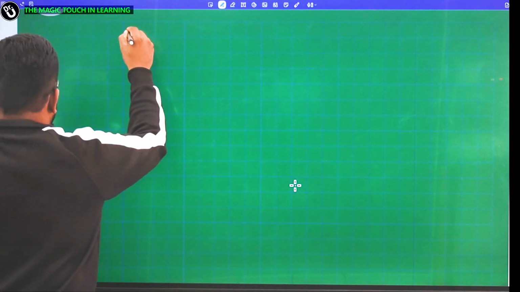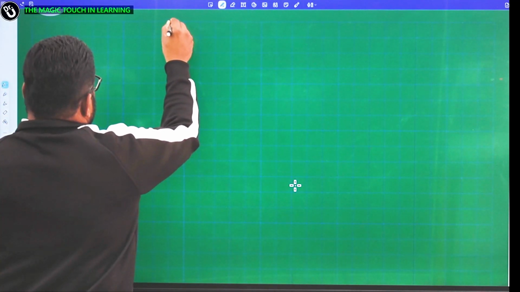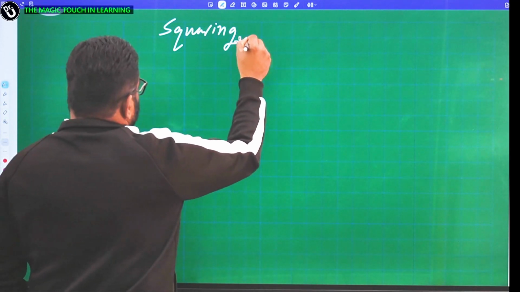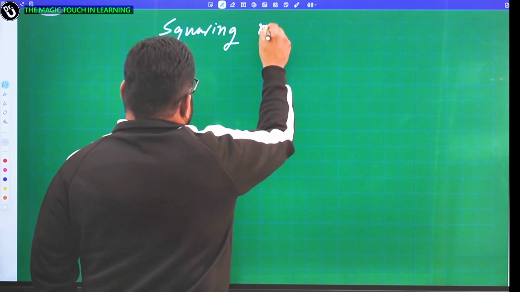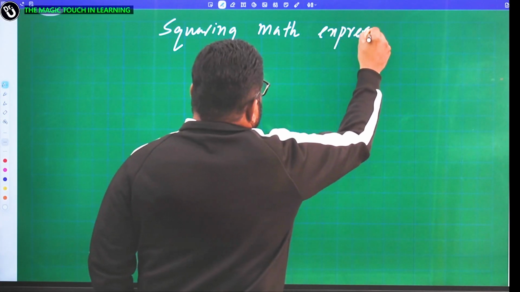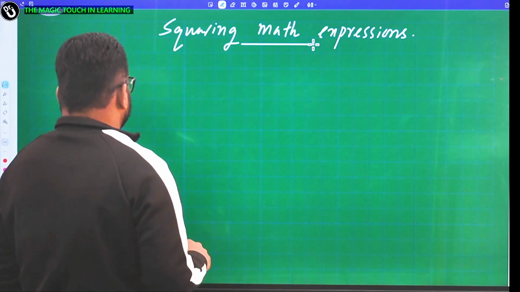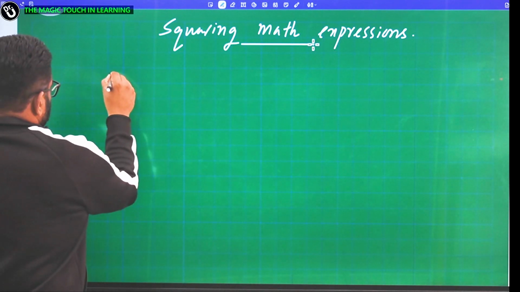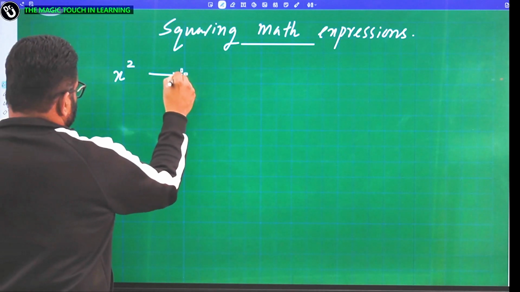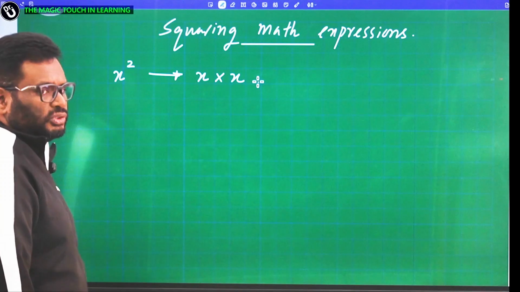Now I'm going to teach you another concept, squaring math expressions. First of all, x is a math expression, and if I say x squared, the meaning of this one is x times x. Simple. Most simplest.